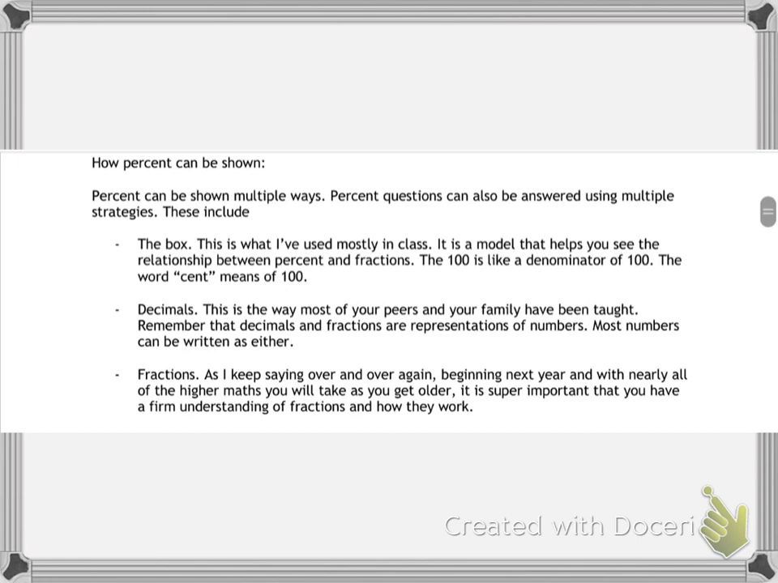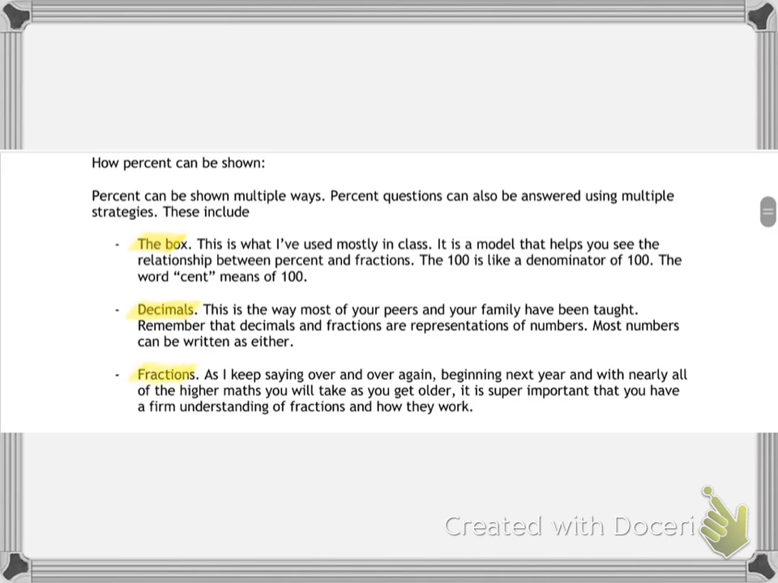This is how percent can be shown. It can be shown using multiple ways. Percent questions can also be answered using multiple strategies. These include the box. This is what I've used mostly in class. It is a model that helps you see the relationship between percent and fractions. The 100 is like a denominator of 100. The word cent also means 100. Decimals. This is the way most of your peers and your family have been taught. Remember that decimals and fractions are representations of numbers. Most numbers can be written as either.